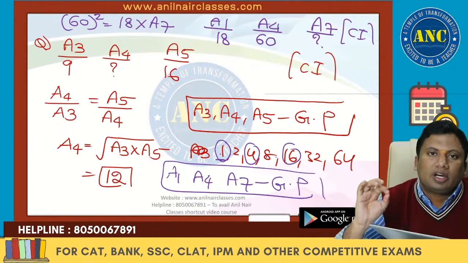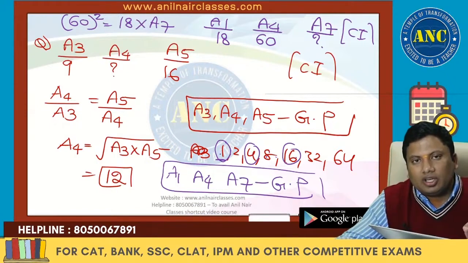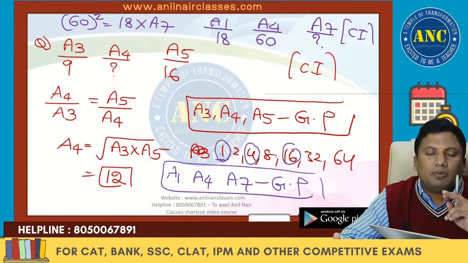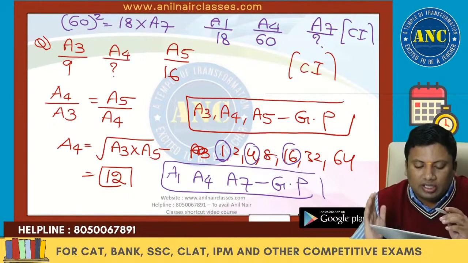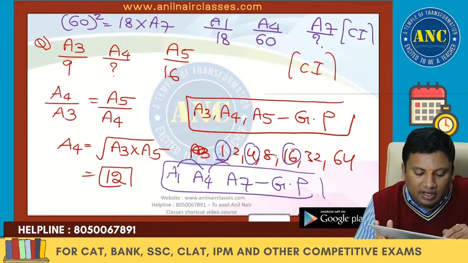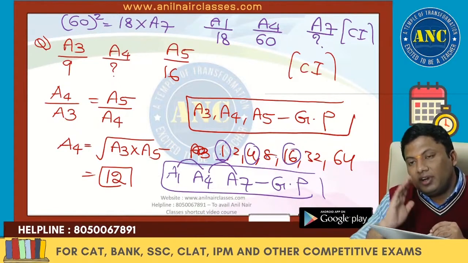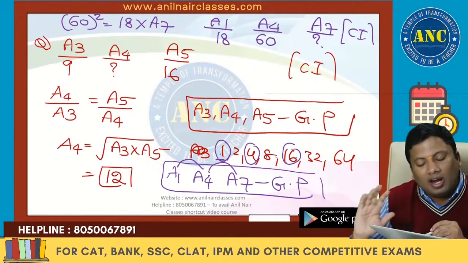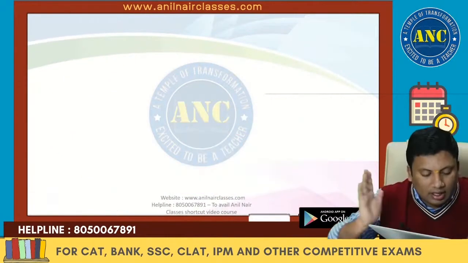Why is simple interest behaving like an arithmetic progression? Why is compound interest behaving like a geometric progression? Not only the consecutive amounts, right? A1, A4, A7, A1, A5, A9, A1, A10, A19, all are in geometric progression. Right. First question.